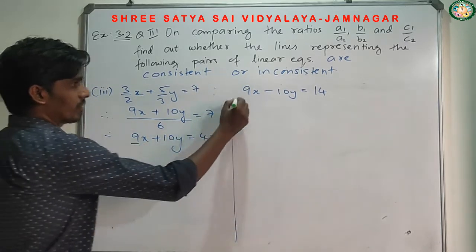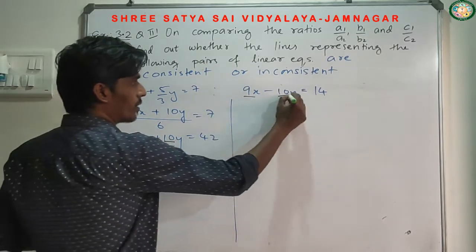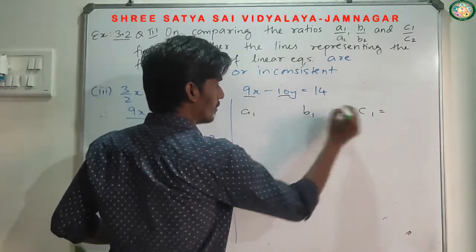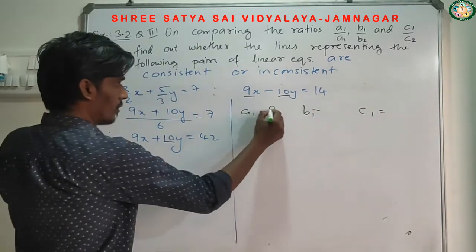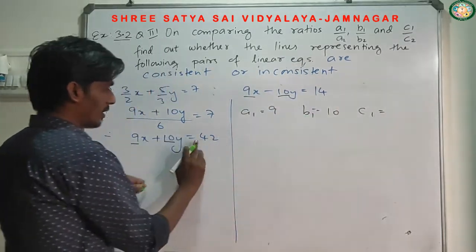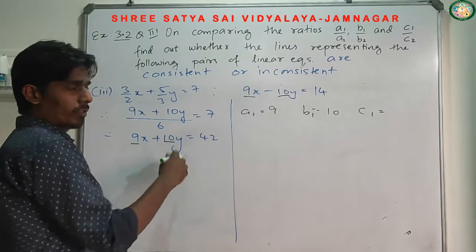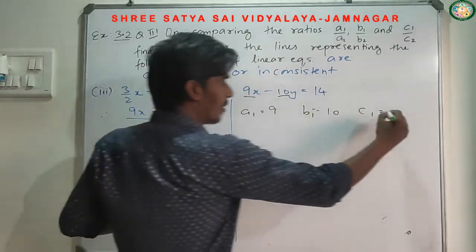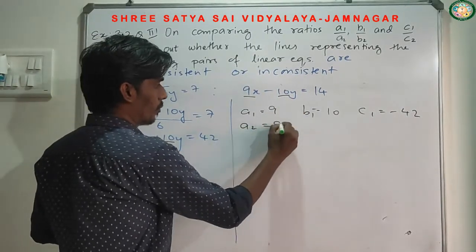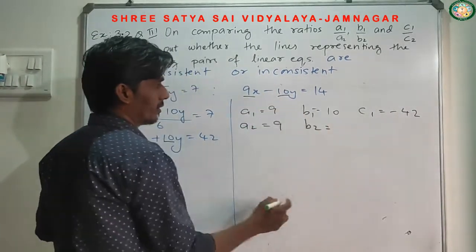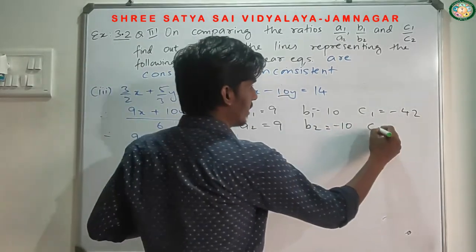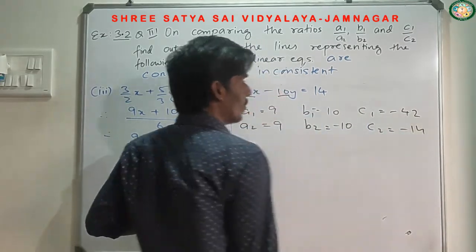Now we can compare with the ratios. This is A1, this is A2, this is B1, this is B2. So we can write here A1, B1, C1. What is A1? 9. What is B1? 10. What is C1? If I take 42 over this side to convert into standard form, what will it become? Minus 42. Then similarly, A2 is 9. B2 is minus 10. And C2 is minus 14.